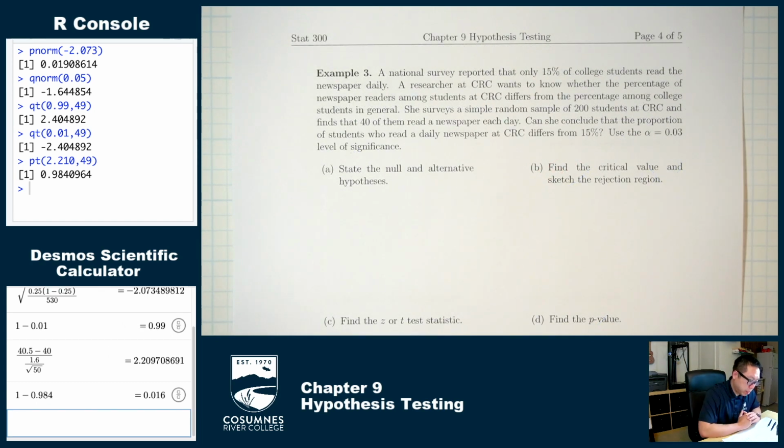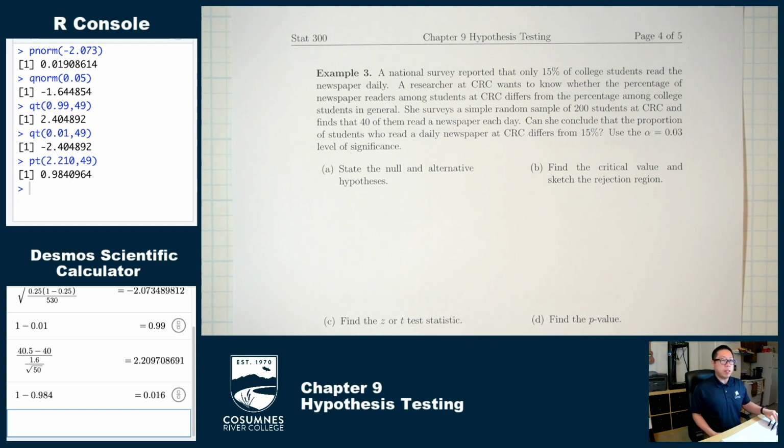Example 3. A national survey reported that only 15% of college students read the newspaper daily. A researcher at CRC wants to know whether the percentage of newspaper readers among students at CRC differs from the percentage among college students in general. She surveys a simple random sample of 200 students at CRC and finds that 40 of them read a newspaper each day. Can she conclude that the proportion of students who read a newspaper daily at CRC differs from 15%? Use the alpha equals 0.03 level of significance.